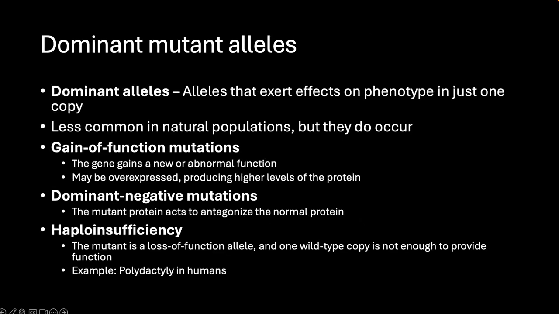Less common are mutant alleles that are inherited in a dominant fashion. There are a few scenarios where this takes place. One is that the mutant allele causes a gain of function in the protein, meaning it either gains a new function or becomes highly expressed. A second scenario is when the mutant protein actually antagonizes the normal protein, leading to an altered phenotype. Lastly, when only one copy of the wild type allele is not enough, you get an altered phenotype, which would show a dominant pattern of inheritance.